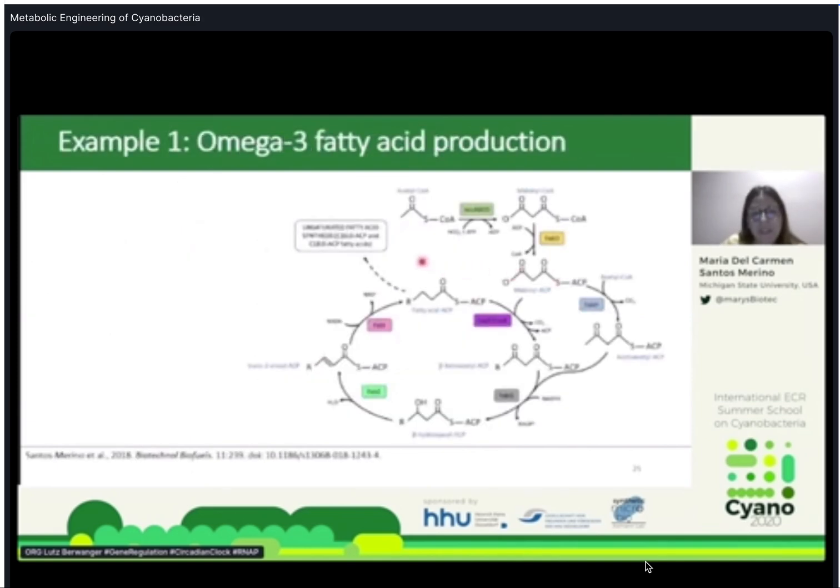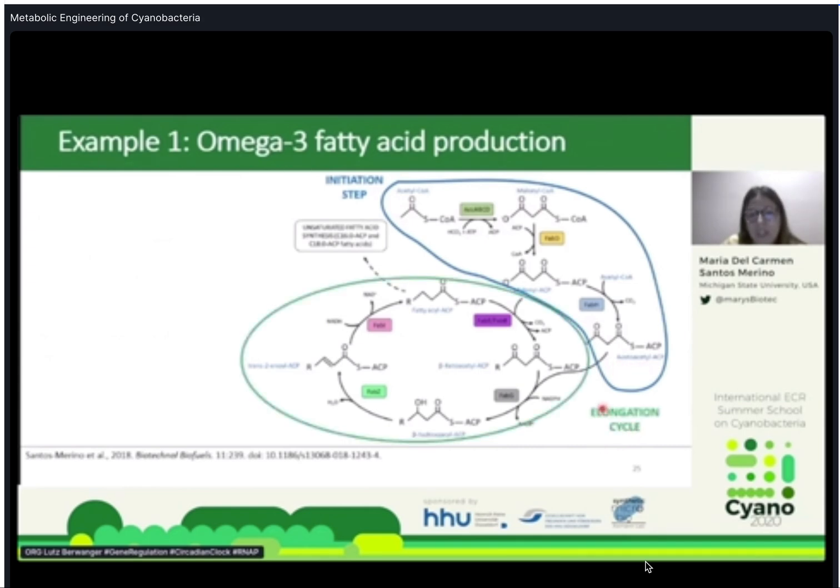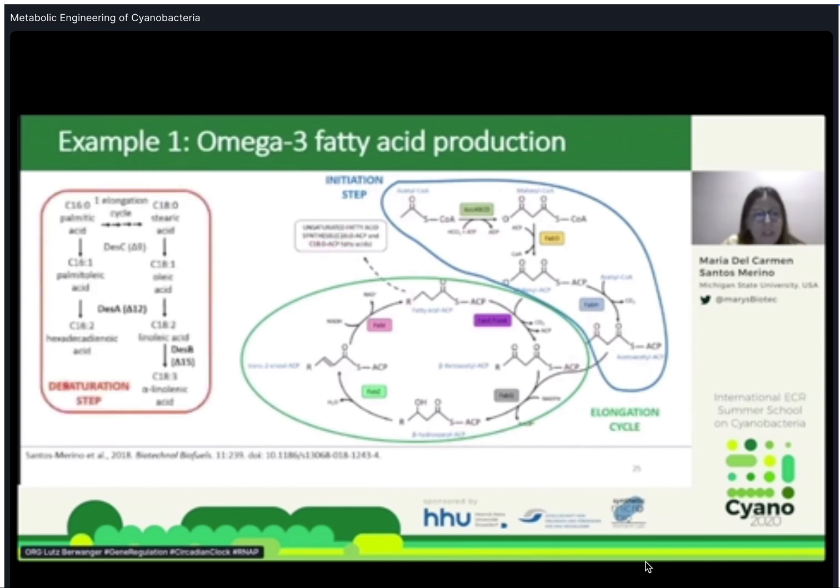Fatty acid biosynthesis in cyanobacteria is characterized by three steps. In the first step, the initiation step, acetyl coenzyme A is transformed to acetoacetyl ACP by three enzymes: acetyl-CoA carboxylase, FatD, and FatH. This molecule is after that used in the elongation cycle that is performed several times until the fatty acid contains 16 or 18 carbons. These fatty acids are used in the desaturation step.